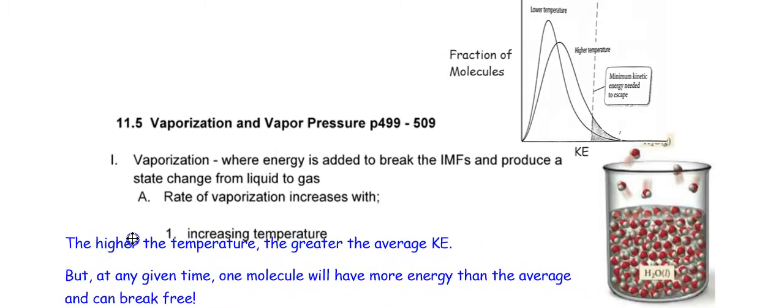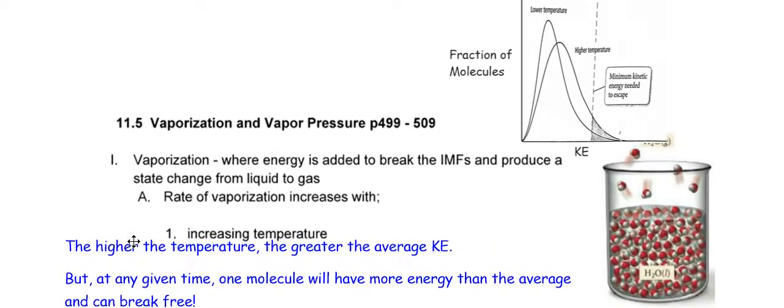Okay, so the higher the temperature, the greater the average kinetic energy, but at any given time, one molecule may have more energy than the average and can break free. So think about this. In the summertime, after it rains, how long do those puddles last? Well, not very long. But in the spring and in the fall, when it rains, those puddles will last a lot longer, won't they? So that's because the average kinetic energy for the spring and the fall is lower, so fewer molecules have enough energy to break loose and to go free. But those puddles eventually do disappear.